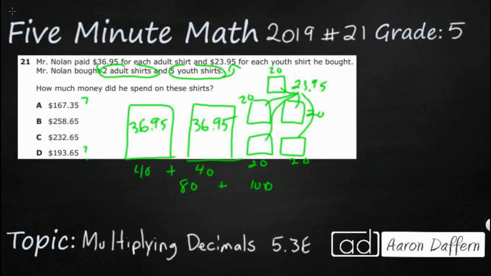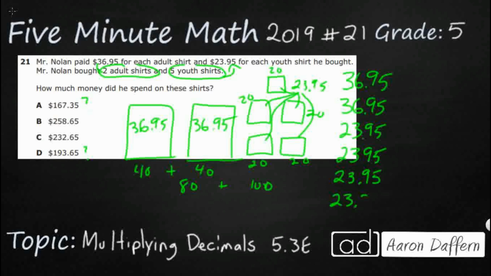We can either line this up here, $36.95, and we could just do a big addition problem. That would work. We could do $23.95 down 5 times. Probably what would be a little bit simpler would be to go ahead and just do the multiplication. And we're going to have to do 2 different sets of multiplication. One for the adults, one for the youth. So let's see what that looks like.